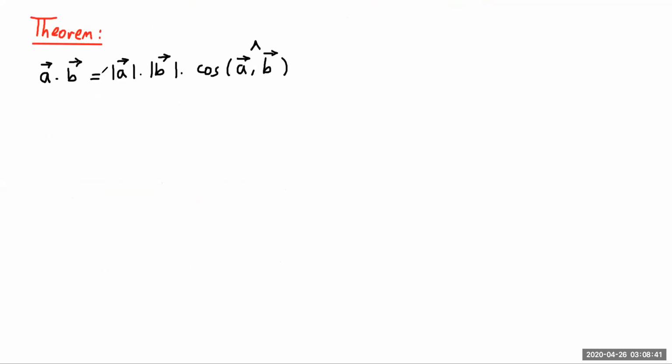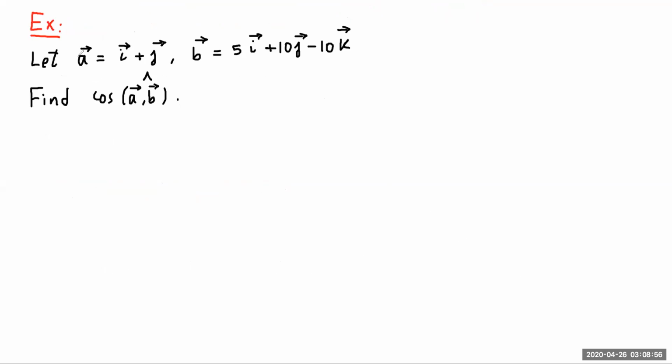Theorem. For any two vectors A and B, the dot product equals length A times length B times cosine theta, where theta is the angle between A and B. Let's suppose that A is i plus j and B is 5i plus 10j minus 10k. Find cosine theta between A and B.